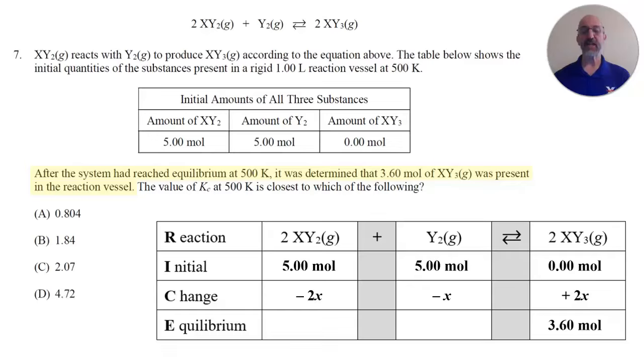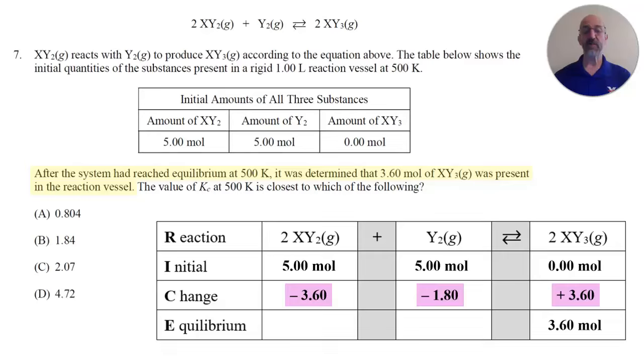So take a look at the change row of this table in terms of actual numbers instead of x. It's going to be plus 3.6, and 1.8 is half of 3.6, and then minus 3.6. So the change row of this RICE table is minus 3.6, minus 1.8, indicating a decrease for the number of moles of the reactants, and plus 3.6 to indicate the increase in the number of moles of the product. Now what I will do is the math to determine the number of moles of the reactants that would be present in the reaction vessel after the system had reached equilibrium.